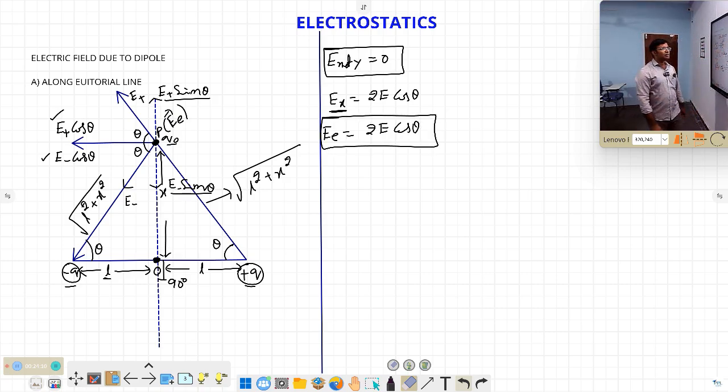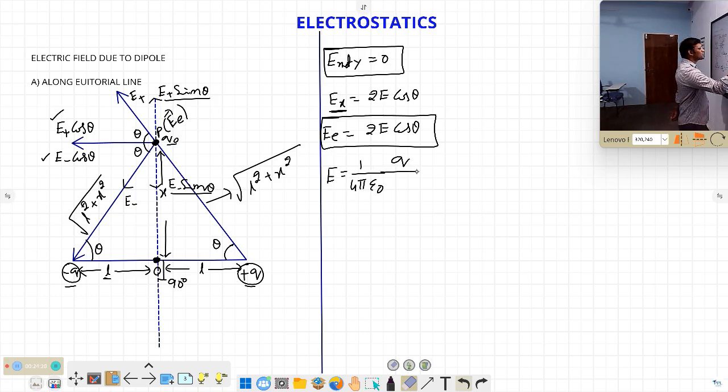Now what is E here? E is the electric field due to any one of the charges. The electric field formula is 1 by 4 pi epsilon naught, charge Q by the square of the distance. What is the distance here? Root of L square plus X square. According to the formula, the square of the distance is under root of L square plus X square, whole square. So the electric field is 1 by 4 pi epsilon naught, Q by L square plus X square.